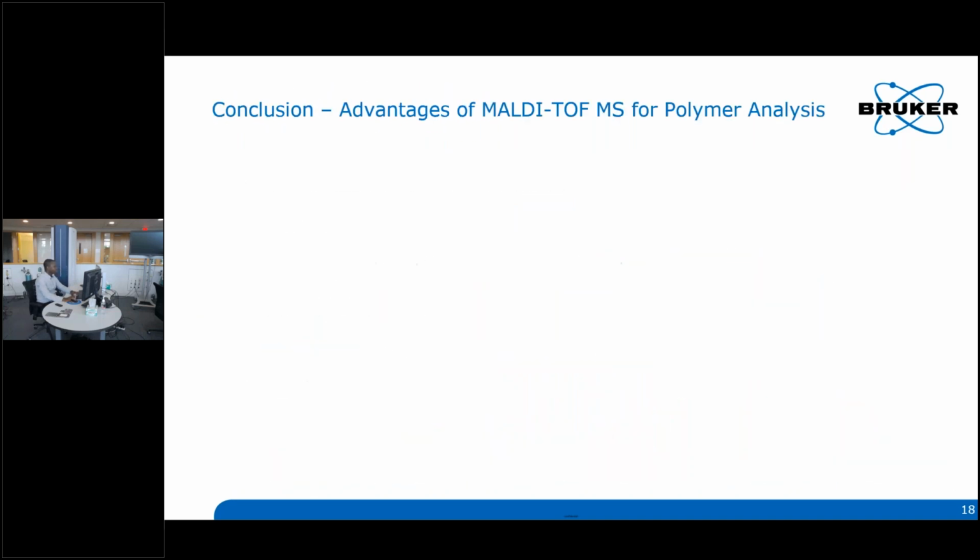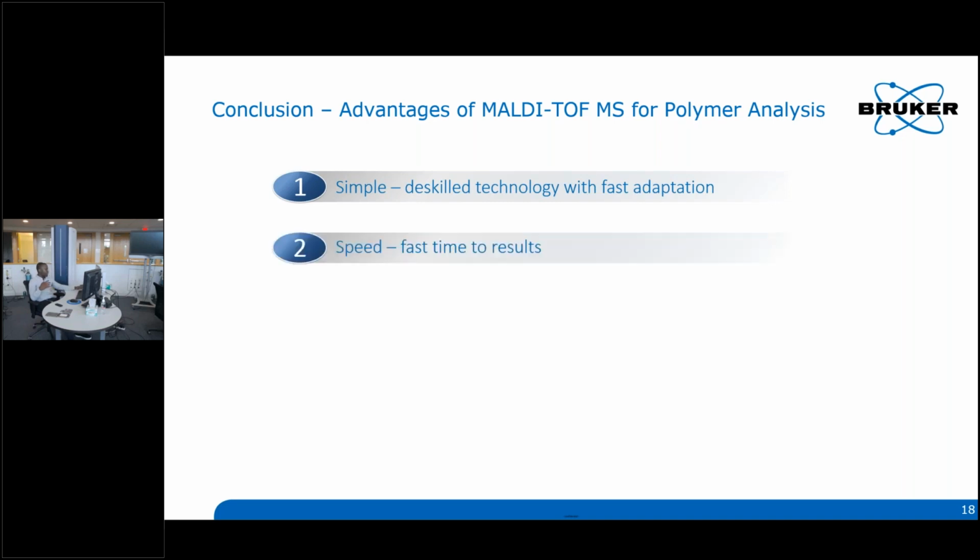So in conclusion, some of the advantages of MALDI TOF MS for polymer analysis. Hopefully I've been able to convince you that MALDI is a very simple and de-skilled technique with fast adaptation, that it's a very fast analytical technique for polymers. In just about 5 minutes, you're able to basically know what you have in your sample, and those 5 minutes comprise about 4 minutes for sample prep. The data acquisition step itself is only a few seconds.